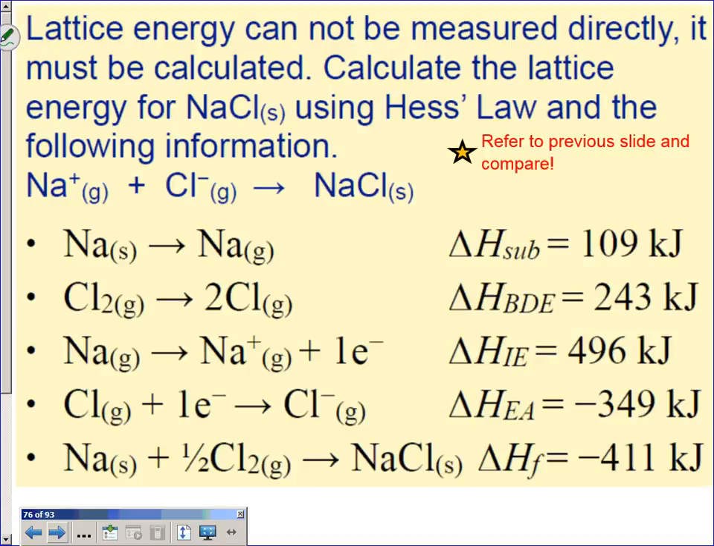So here is an example of the lattice energy that we just spoke of. The way it's expressed is sodium chloride coming together. Sodium ion gas and chlorine ion gas coming together make solid sodium chloride. How would you think that lattice energy would be expressed, positive or negative?